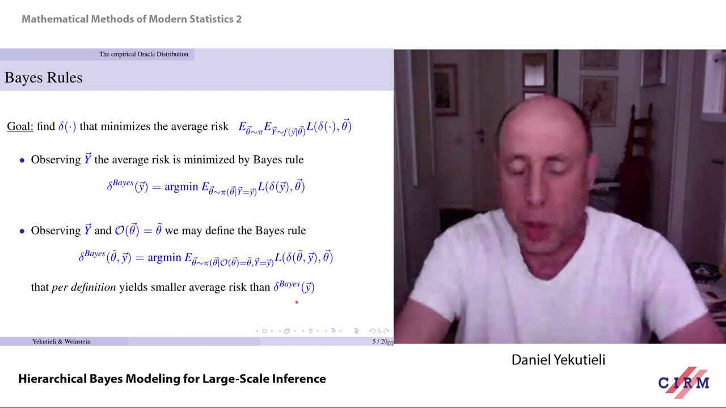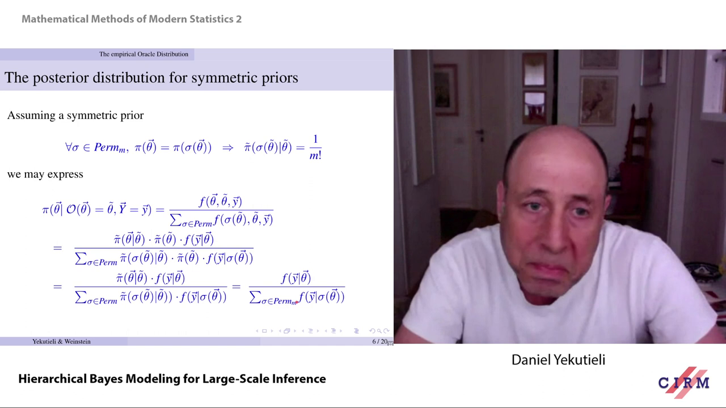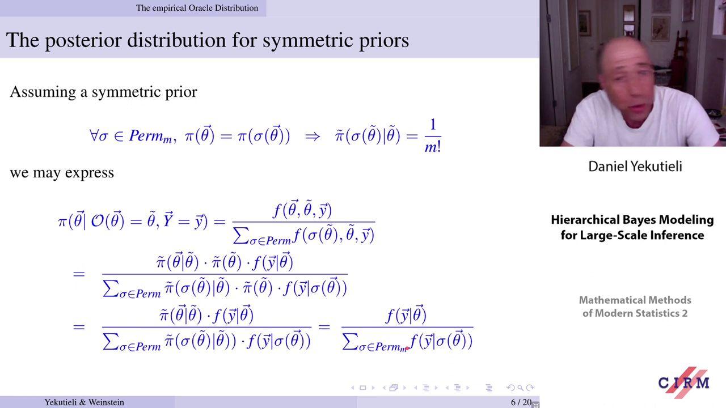Okay. The idea is that in general, this is a difficult object to derive because it depends on the prior, which we may or may not know, which may be different. So we only focus on particular cases in which the prior is symmetric. Okay, what does it mean that the prior is symmetric? For every permutation we take, the prior distribution of the parameter vector is equal to the prior distribution of the permuted parameter vector.